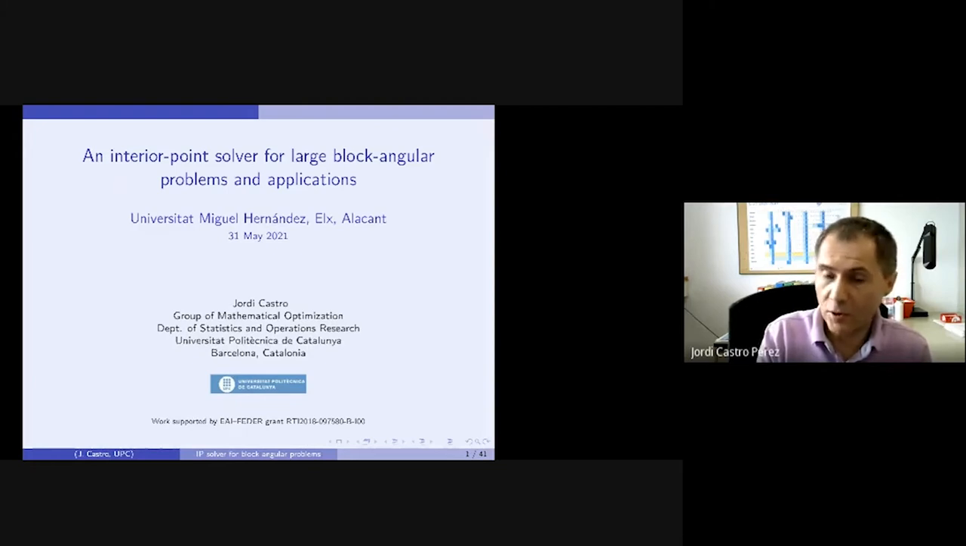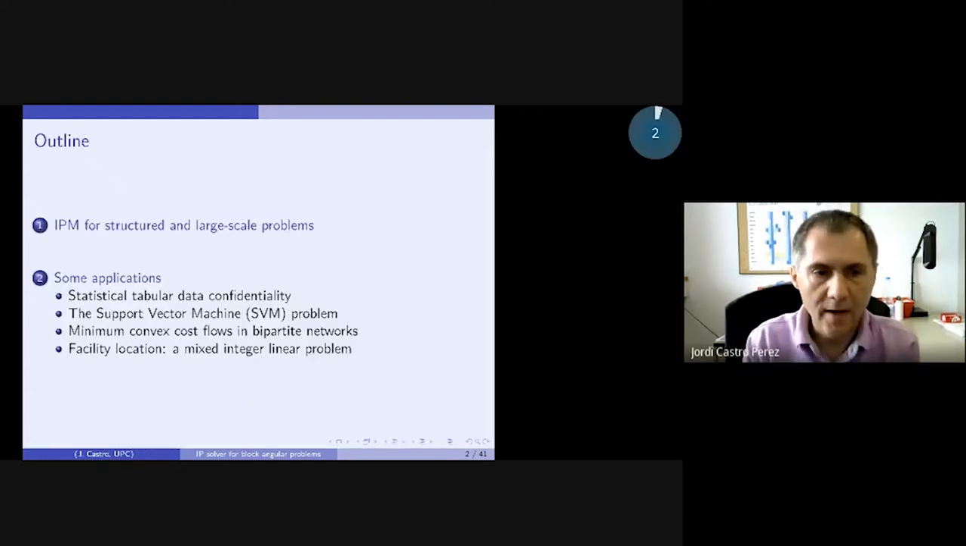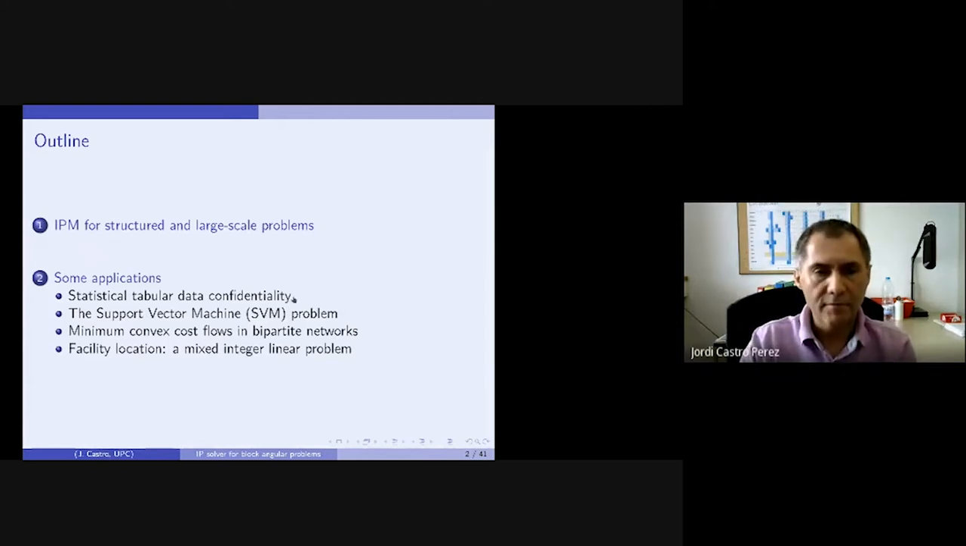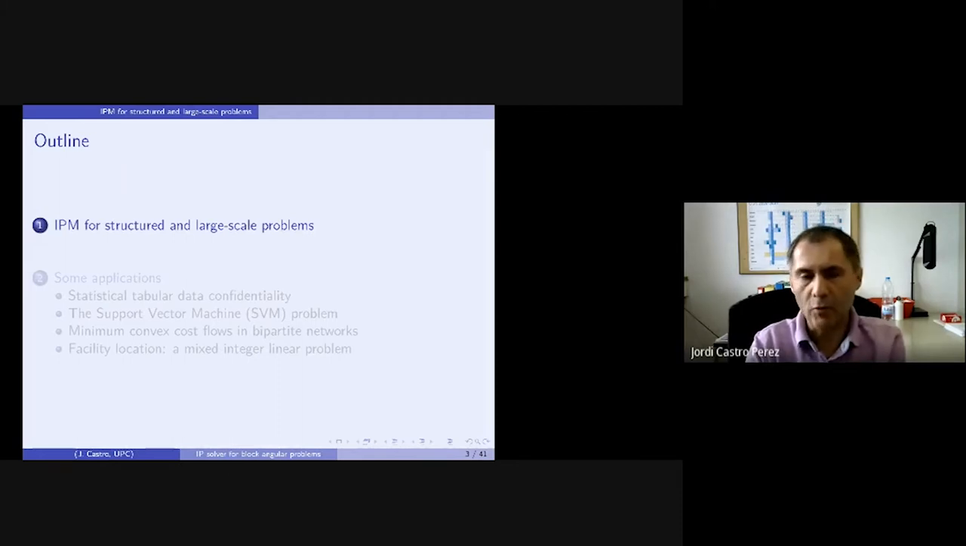So this talk is very similar to a talk I gave 3 years ago at Google in Manhattan. They invited me to give a talk, and I gave a talk which was very similar to that one. So this is the structure of the talk. First, I will give a few ideas of the interior point method, because maybe some of you are not specialists in the interior point method. So I want to give the basic ideas. I'm not going to enter into details. And in the second part, I will talk about some applications I've been solving in the last years using this particular interior point method.